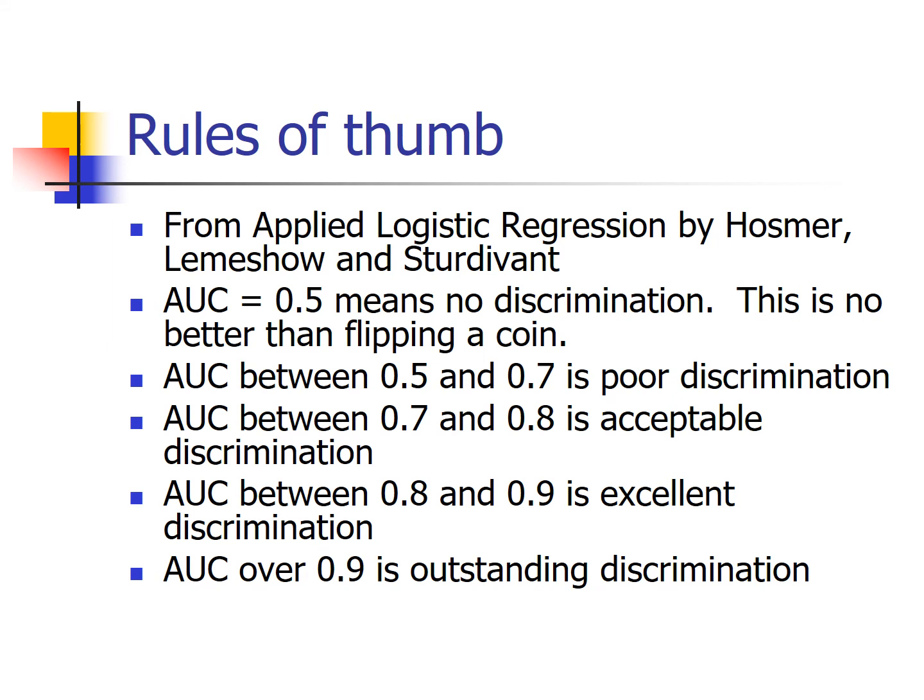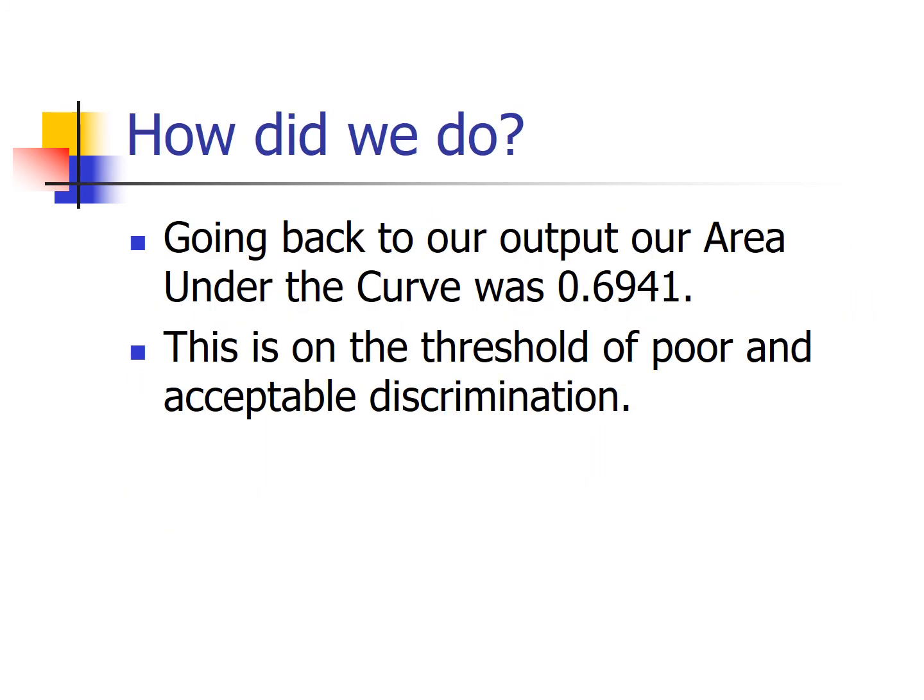As we already said, an area under the curve of 0.50 means no discrimination. This is no better than just using blind chance. Between 0.5 and 0.7 is poor discrimination. Between 0.7 and 0.8 is acceptable. 0.8 to 0.9 is excellent. Anything above 0.9 is outstanding. So we saw we were at 0.6941, which is right on that threshold of poor and acceptable.